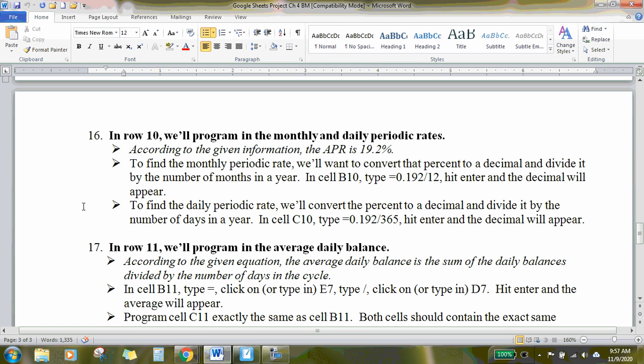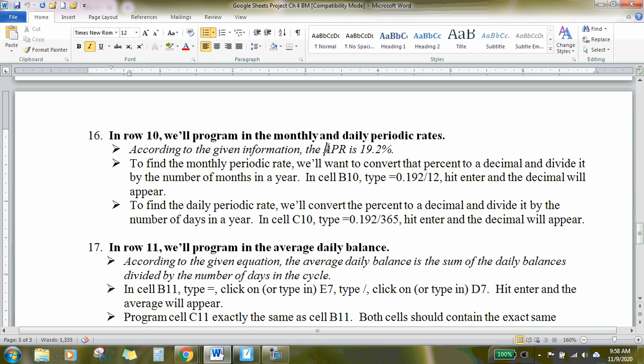Okay, now in step 16, we have to use the information that they gave us in the situation. So according to the given information, our APR was 19.2%. Okay, so we're going to have to make that a decimal first. So right here, there's that decimal. We move the decimal to the left 2 places, we get 0.192. And then we're going to divide that by 12 because we're dealing with our monthly periodic rate here. And there's 12 months in a year.